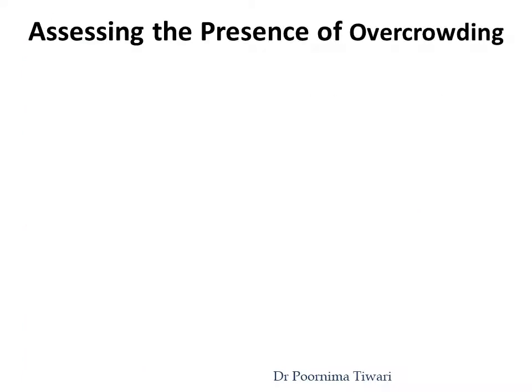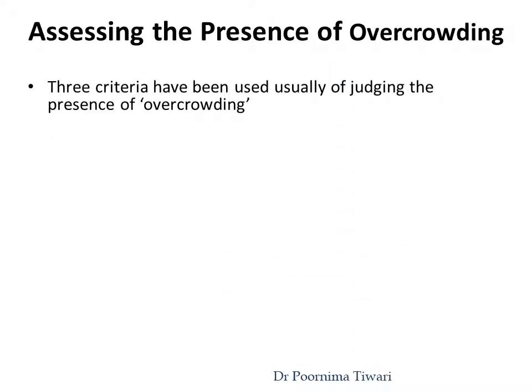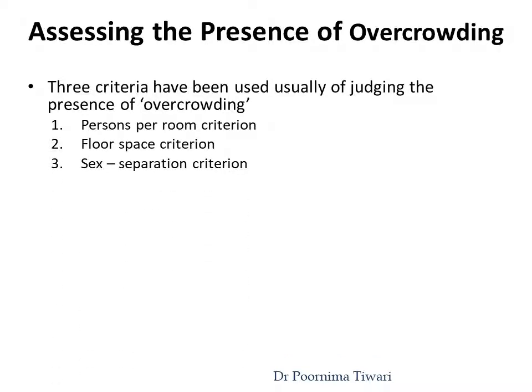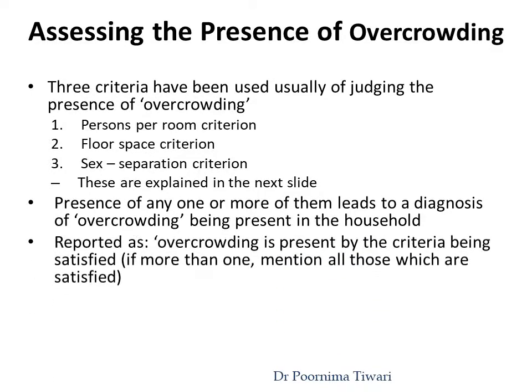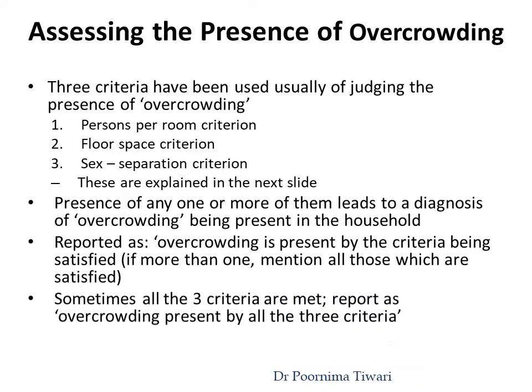Assessment of overcrowding, whether overcrowding is present in the given household or not. There are 3 criteria which we will discuss in detail in the next slide. Here I will just enumerate them: persons per room, floor space criterion, and sex separation criterion. If any of these criteria is satisfied, we say overcrowding is present in the house, and we report it as overcrowding is present by this criteria. If there is more than one criterion, we say overcrowding is present by this and this criteria. If all the three criteria are met, we report overcrowding is present by all the three criteria.